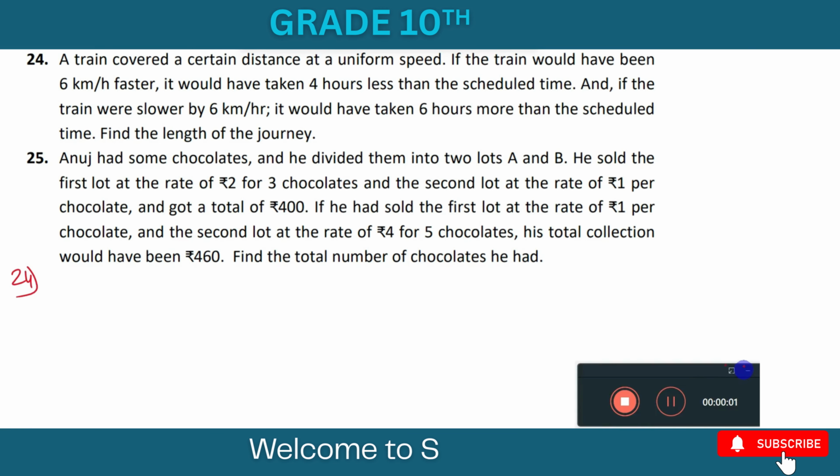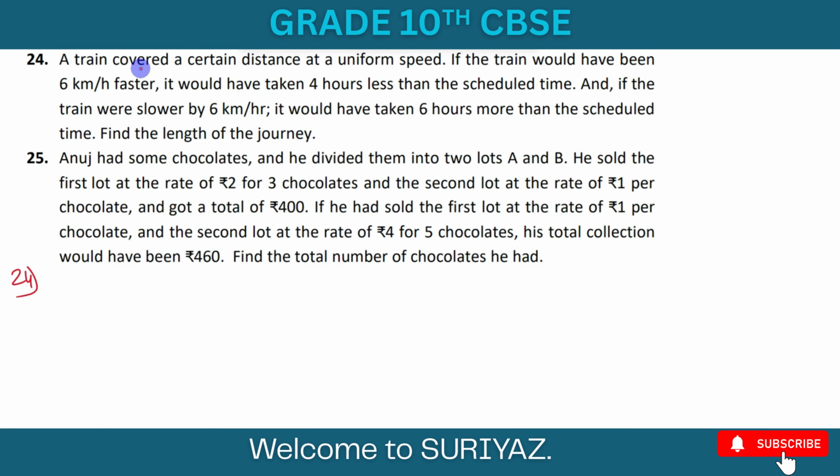Let's move to question number 24. What they're telling us: a train covered a certain distance at uniform speed. If the train went 6 km per hour faster, it would take 4 hours less than the scheduled time. And if the train were slower by 6 km per hour, it would take 6 hours more than the scheduled time. Find the length of the journey.